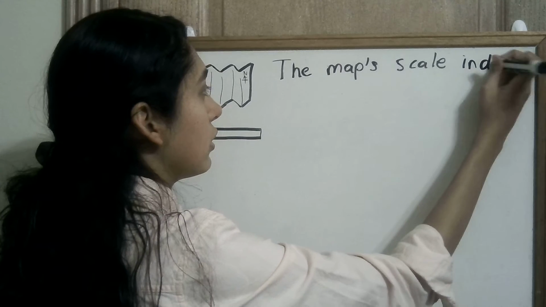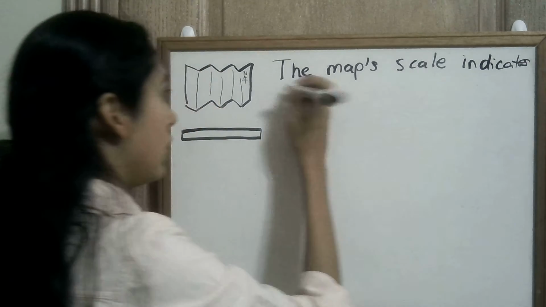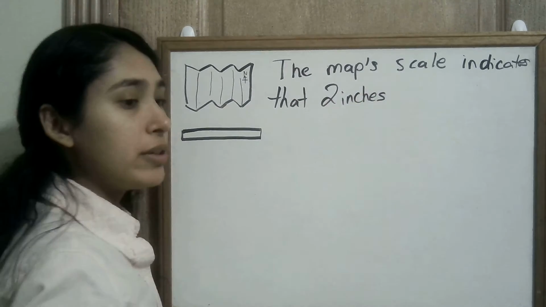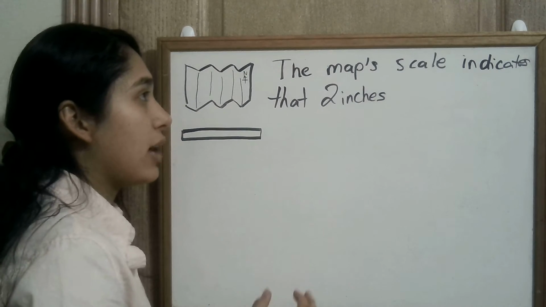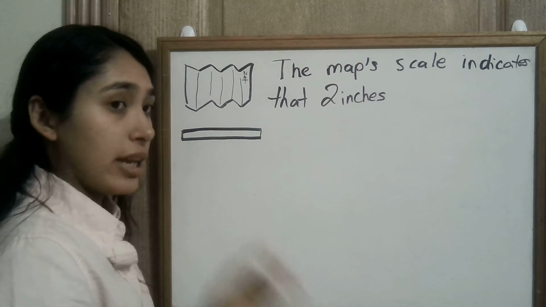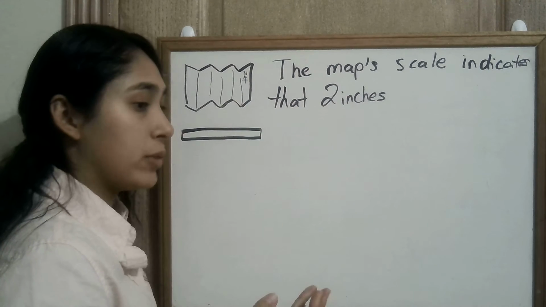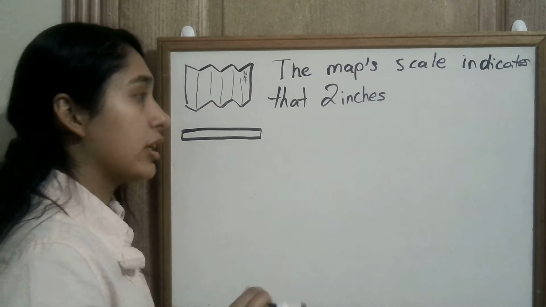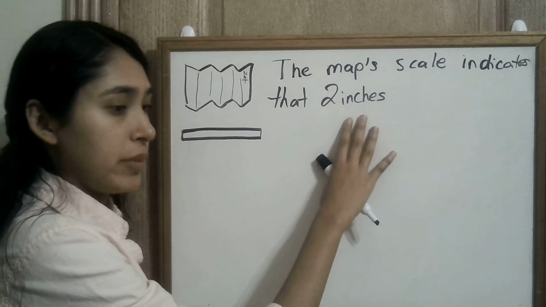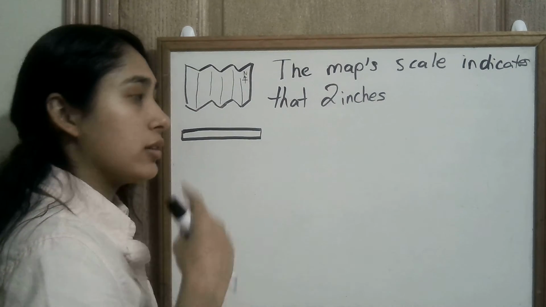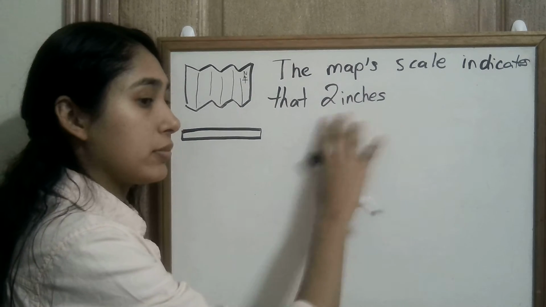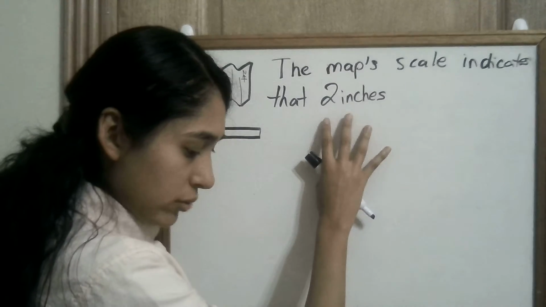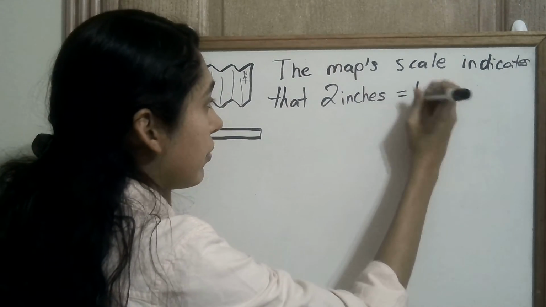indicates that 2 inches, now I'm going to be using inches because the high school exam that you're going to be taking is going to be the United States version. If you're taking it anywhere else, they're going to be using the metric system principally, so that would be centimeters. Just to be more comfortable with the American customary system, we're going to be using inches. So 2 inches is equal to 150 miles.